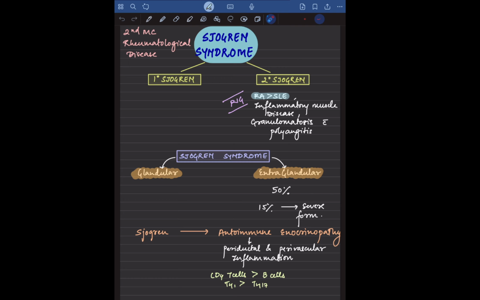So Sjogren's syndrome has a glandular subtype and an extraglandular subtype, which is common in 50% of the patients, and 15% of them have a very severe form. It is an autoimmune exocrinopathy involving periductal and perivascular inflammation. The CD4 T cells are more importantly involved here than the B cells. It is very important to know this because it helps us differentiate from rheumatoid arthritis and from SLE.